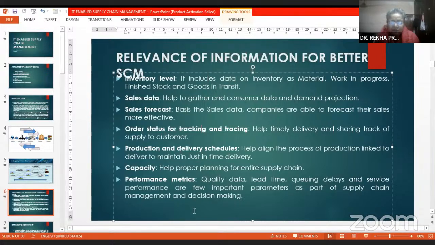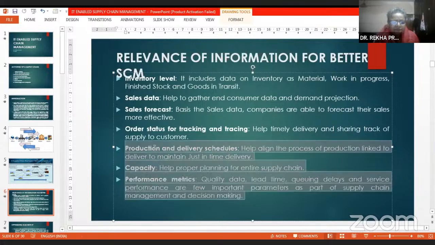Then what are the performance metrics on which we have to concentrate? Quality data, lead time, queuing delays, and service performance. These are some of the important parameters as part of supply chain management and decision making.